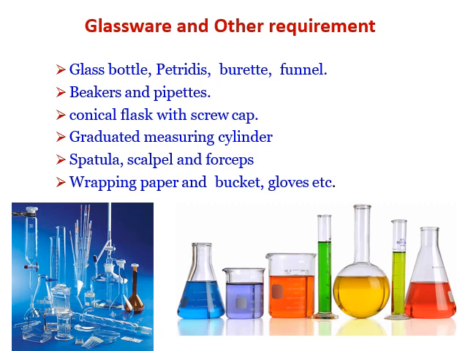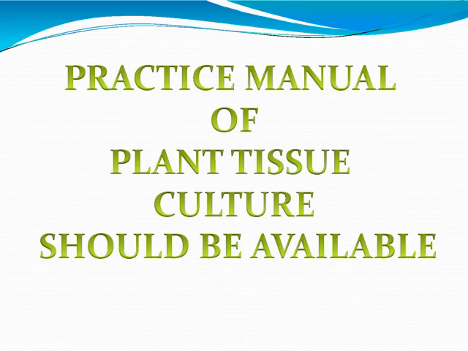These are the glassware which are required to perform the experiments of plant tissue culture. It starts from the bottle, petri dish, burette, funnel, beakers, pipettes, conical flasks, culture tubes, measuring jars, then spatula, forceps, wrapping papers, buckets, cloths, etc. So, it is very essential when you are going to start a plant tissue culture laboratory.